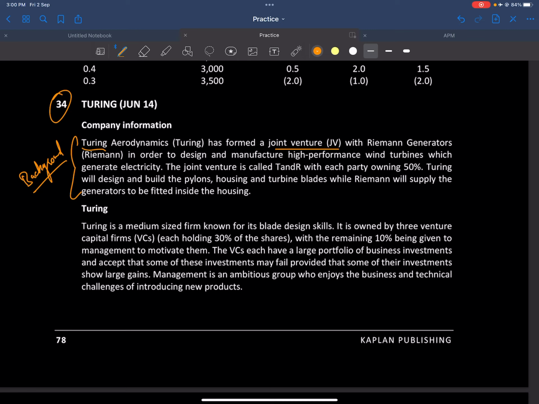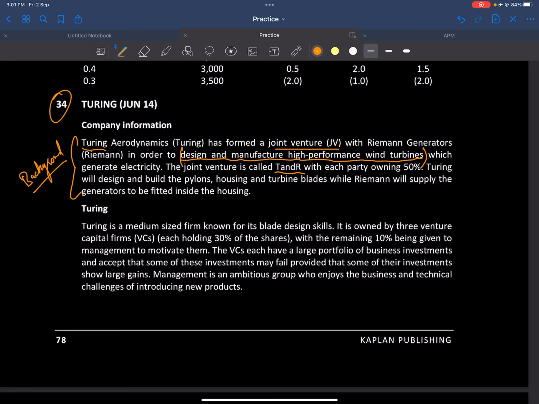It's a joint venture with Raymond Generators in order to design and manufacture high performance wind turbines which generate electricity. So it's designing and manufacturing of wind turbines which generate electricity. The joint project is called TENDAR. I don't know if I'm pronouncing it correctly or not, but yeah.